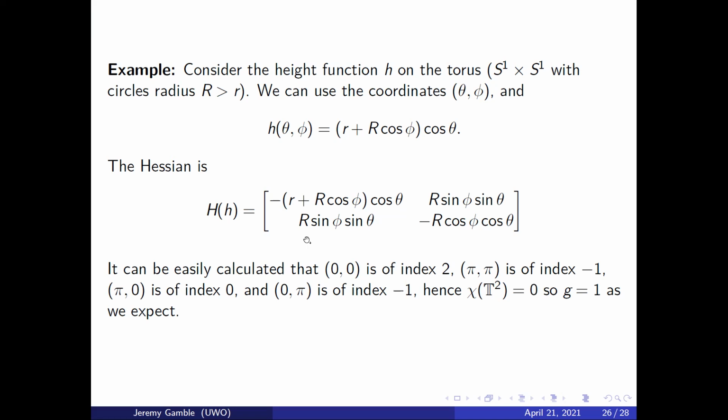I don't have any more examples written here, but there are some other things that this gets applied to. For example, I believe this was used in the proof that any manifold homotopic to an n-sphere for n greater than or equal to 5 is homeomorphic to an n-sphere. So the Morse inequalities come into play there.